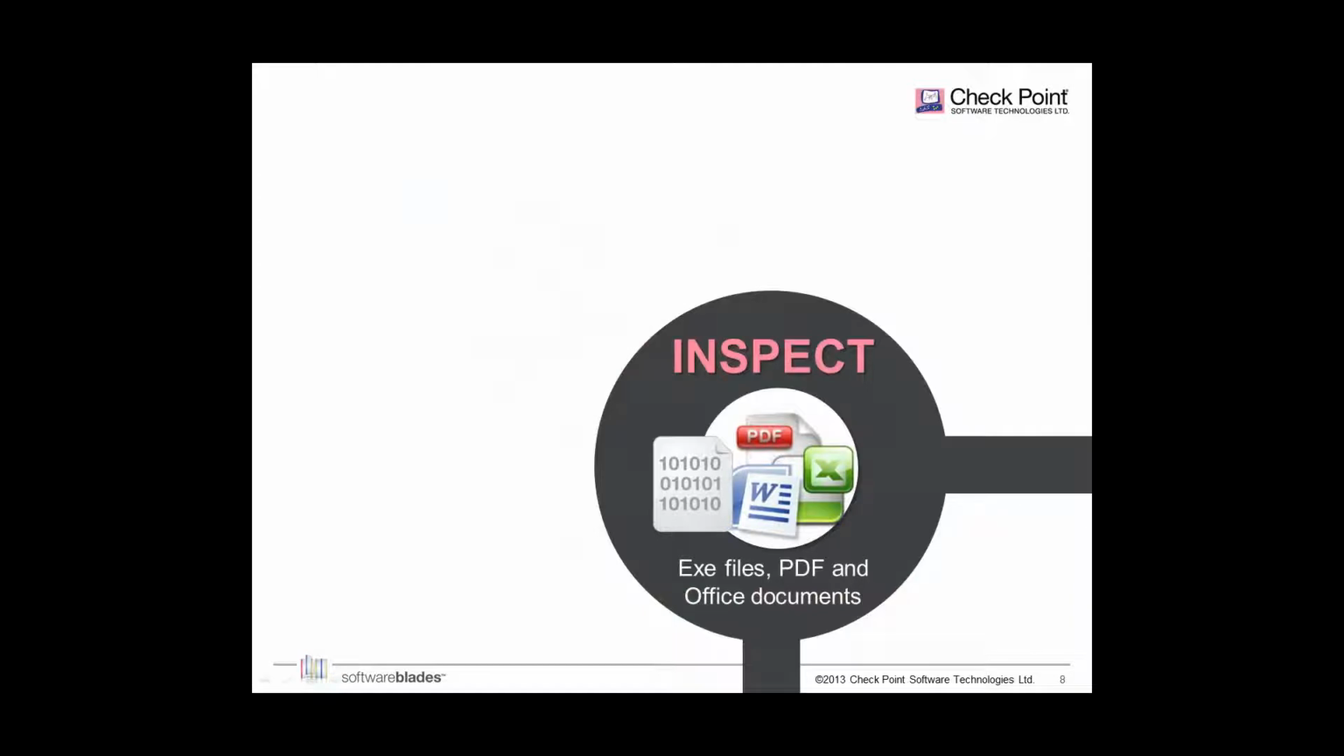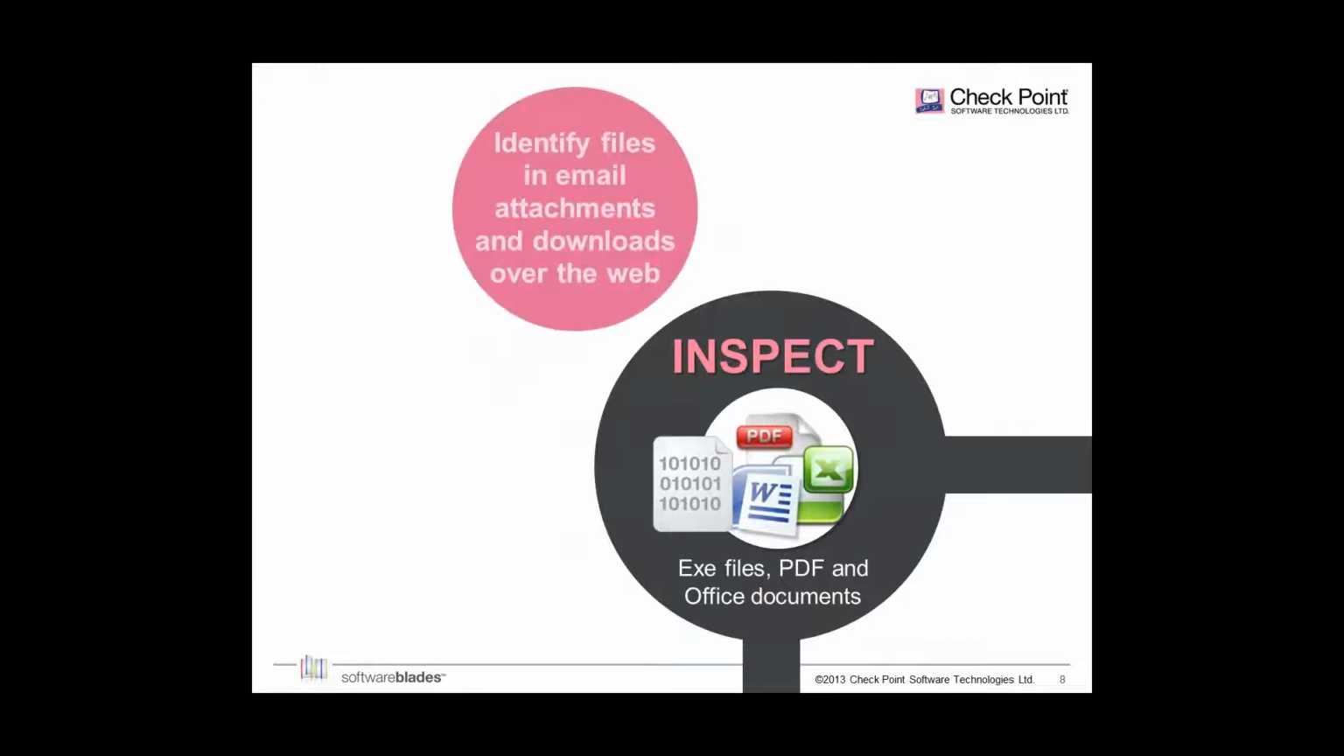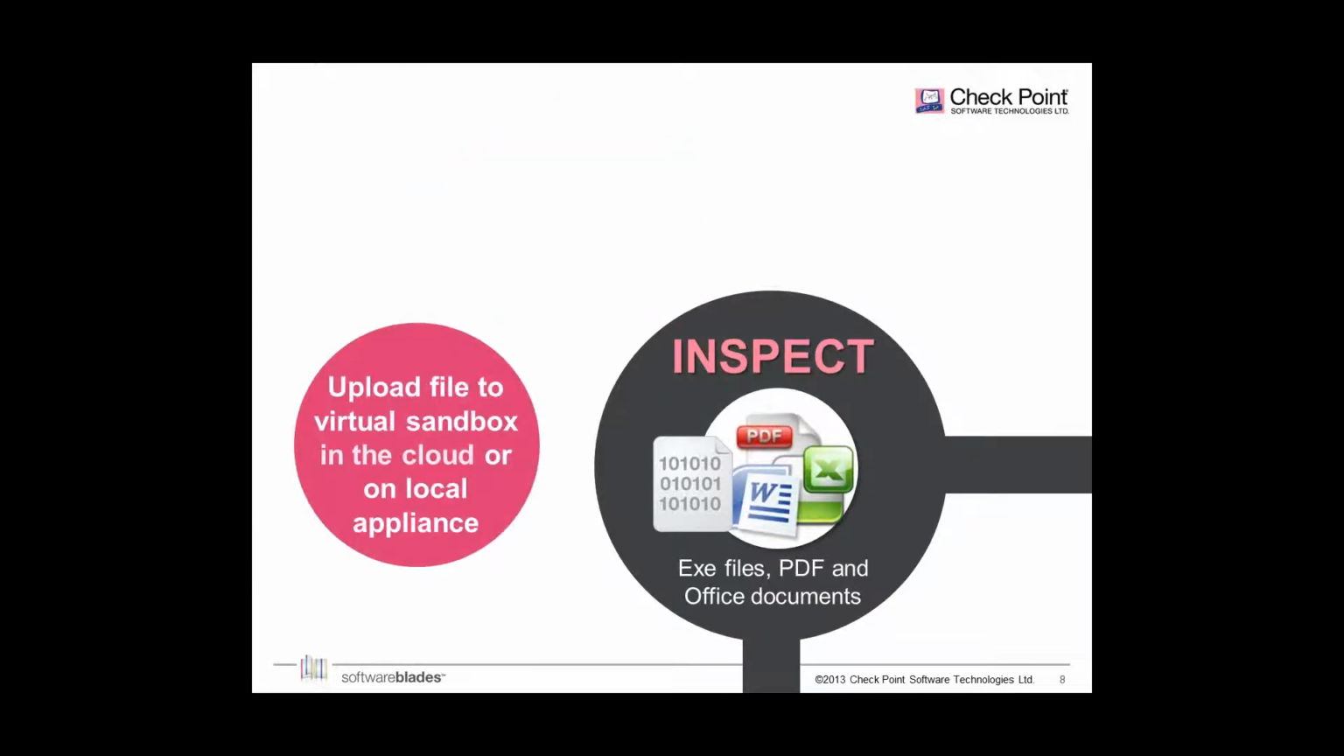So if we go into this a little bit further, what does the product do? Okay, so the product is there to look at document files, so PDFs, Office documents. We've got zips and executable files just coming around the corner. So it's taking those files and identifying them coming in over email or over the web. Okay, so that's the first thing that we're going to do. We'll take those files and we'll upload them to a virtual sandbox, and that sandbox can be either in the Checkpoint Cloud, or it could be on an appliance local to your environment, so your own private cloud, your own internal network.